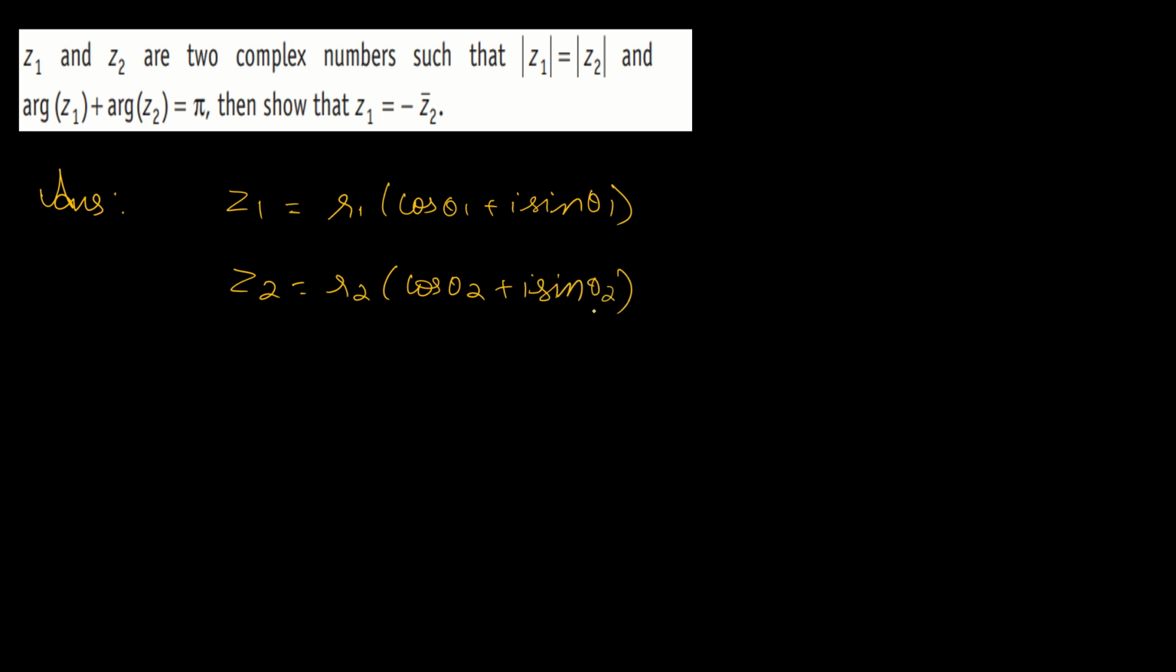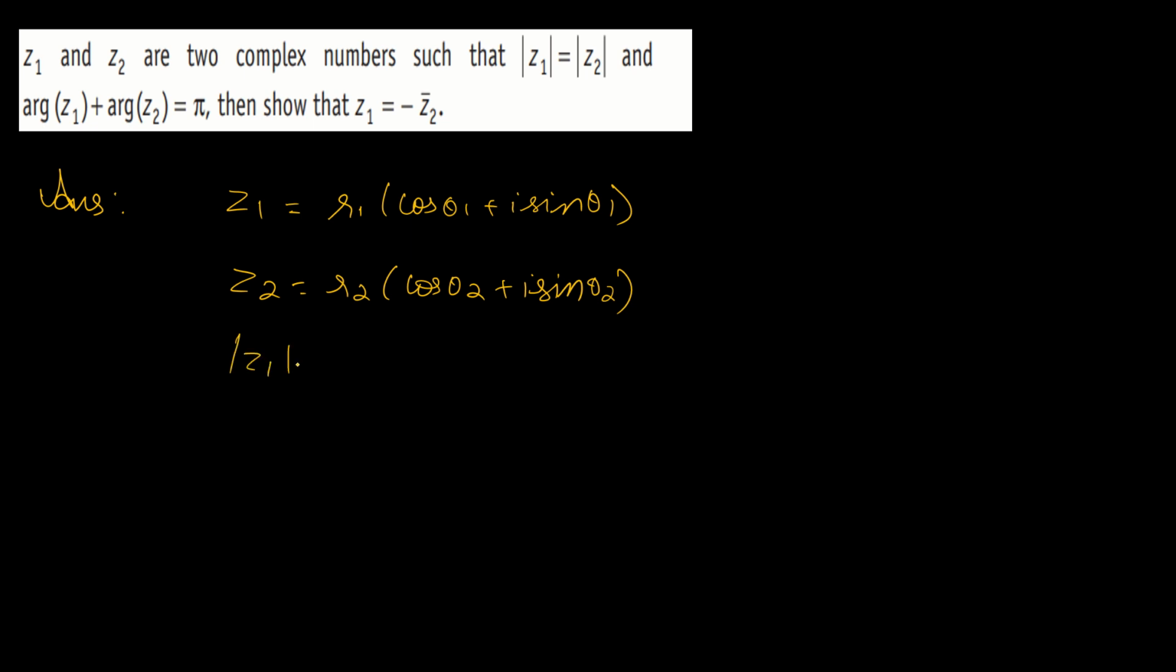Here I'm going to define two complex numbers Z1 and Z2. Whenever modulus and argument are given, we can't take Z1 equal to x plus iy, which makes it very difficult to calculate. For those types of questions, we always have to take Z1 as R1 (cos theta 1 plus i sin theta 1) and Z2 as R2 (cos theta 2 plus i sin theta 2).